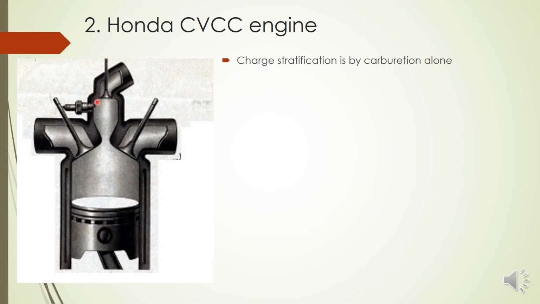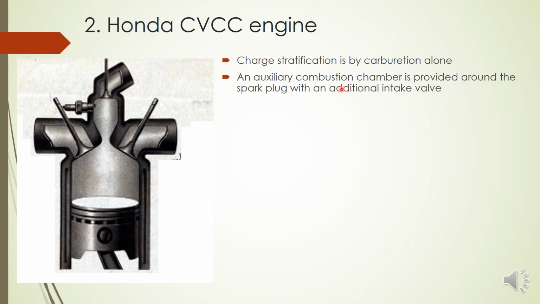You can see the difference here: we are using an additional small auxiliary combustion chamber, other than the main combustion chamber. This is the main combustion chamber, this is the inlet valve, this is the exhaust valve. The spark plug is in the auxiliary combustion chamber, and we are using an additional intake valve. So an auxiliary combustion chamber is provided around the spark plug with an additional intake valve.